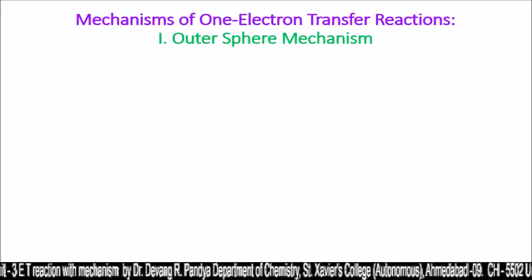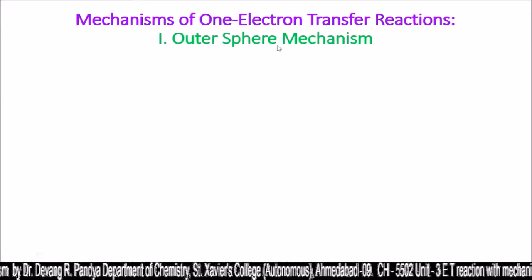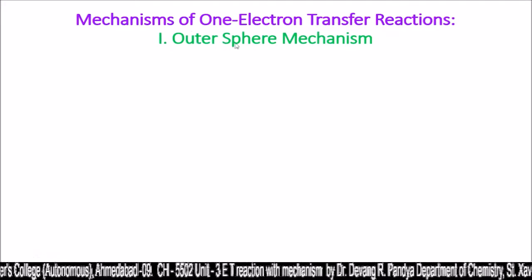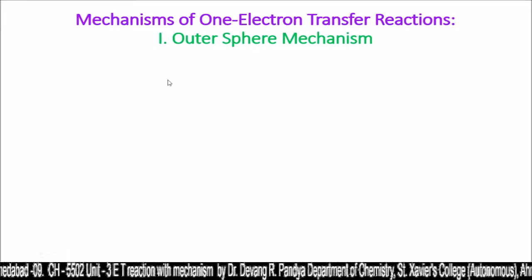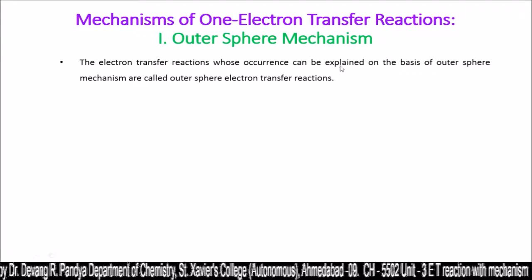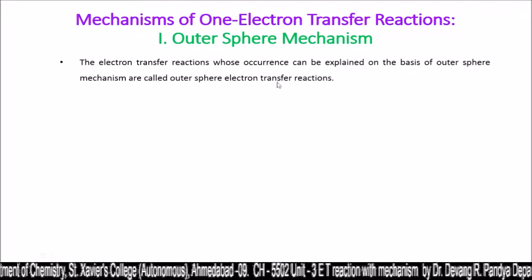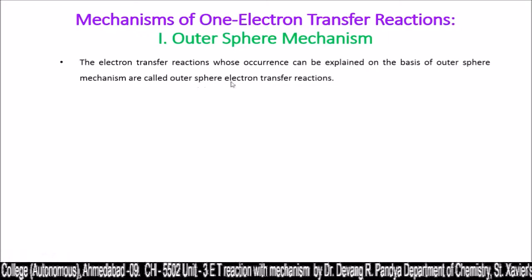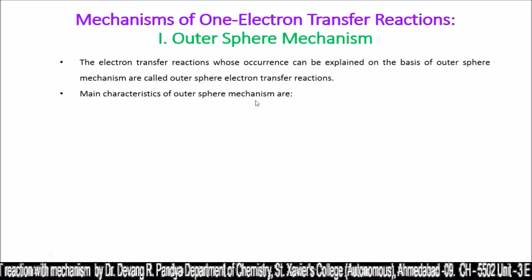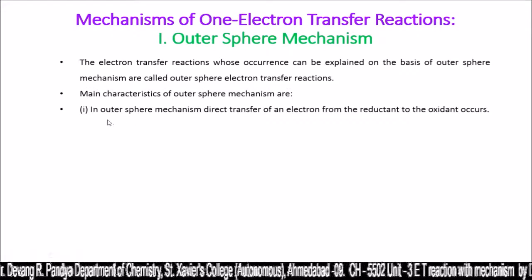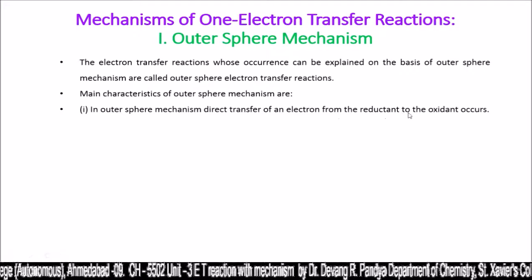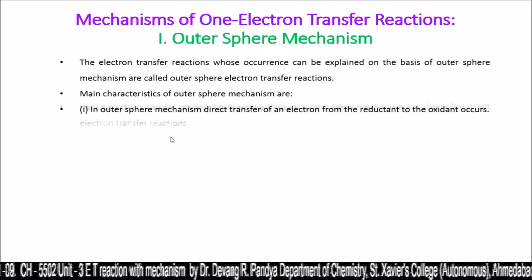Now, mechanism of one electron transfer reaction. First, there are two types of one electron transfer mechanism: inner sphere and outer sphere. We are going to discuss the outer sphere reaction mechanism first. The electron transfer reactions whose occurrence can be explained on the basis of outer sphere mechanism are called outer sphere electron transfer reactions. Main characteristics of outer sphere mechanisms are: number 1, in outer sphere mechanism, direct transfer of an electron from the reductant to oxidant occurs.